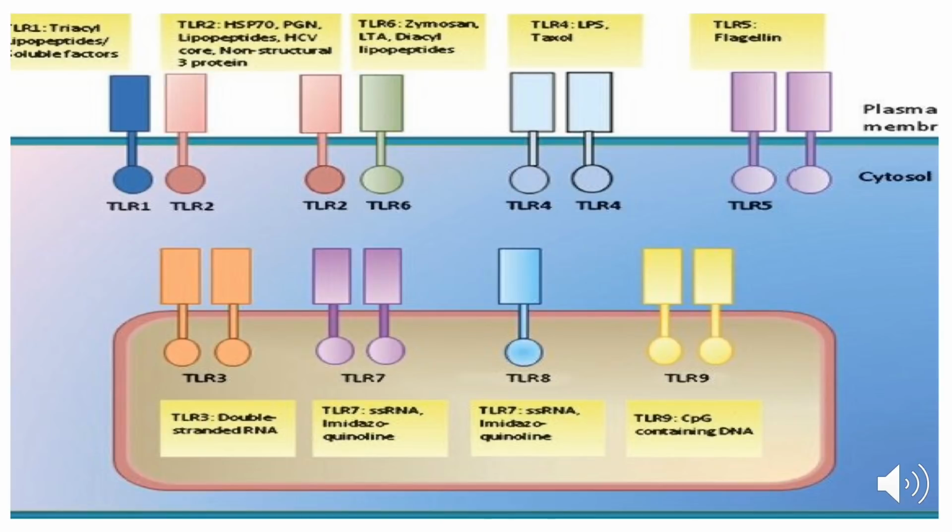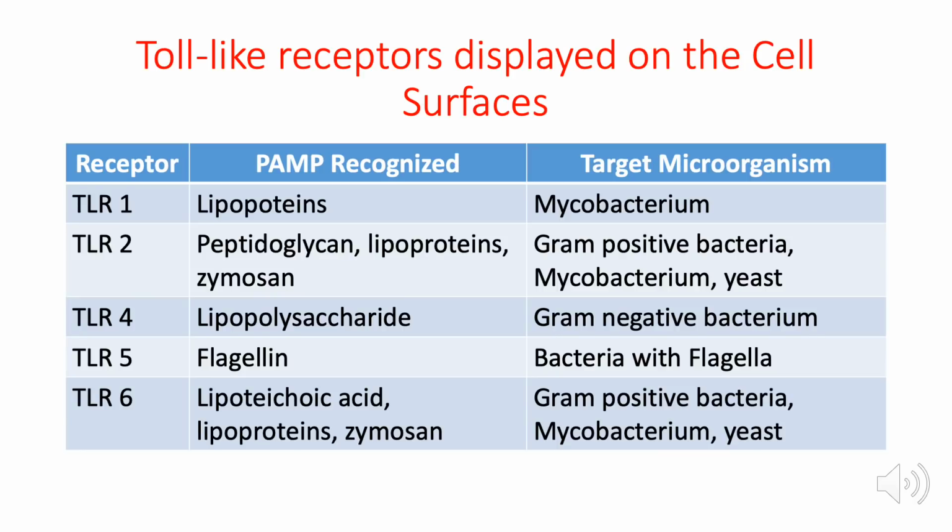While those found inside the cell are supposed to identify intracellular antigens, especially viruses. You have toll-like receptor 3, toll-like receptor 7, 8, and 9. So, displayed on the surface, 1 to 6 except 3, and then 3, 7, 8, 9 are those found inside. These are the different toll-like receptors present on the surface of phagocytes.